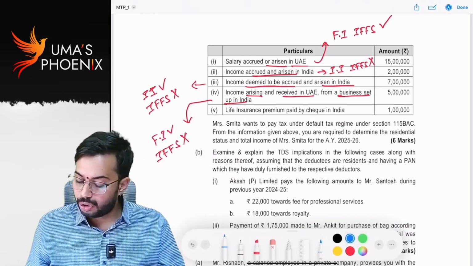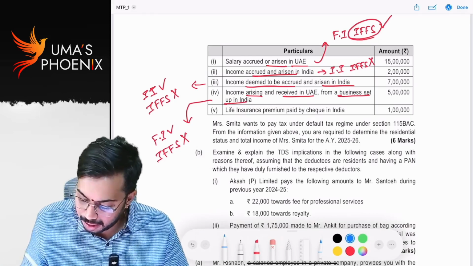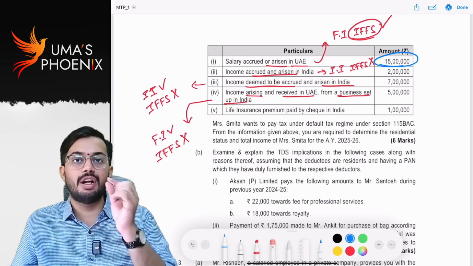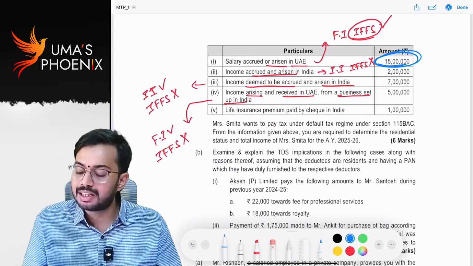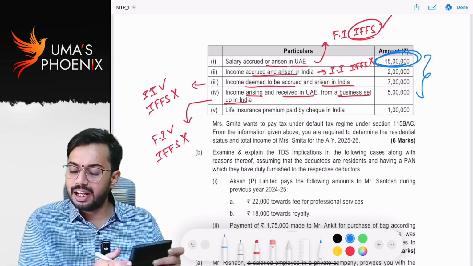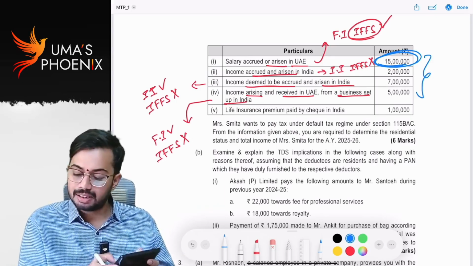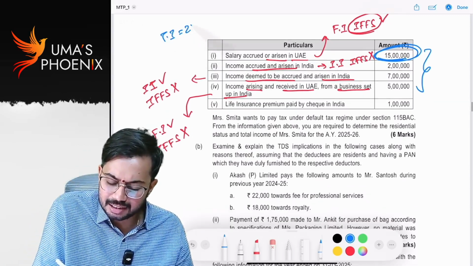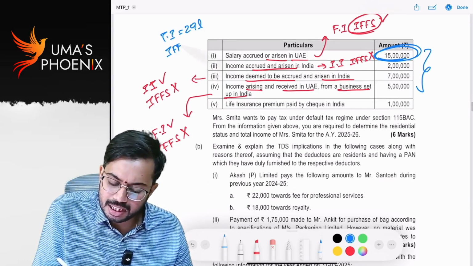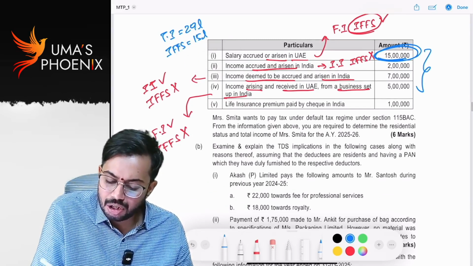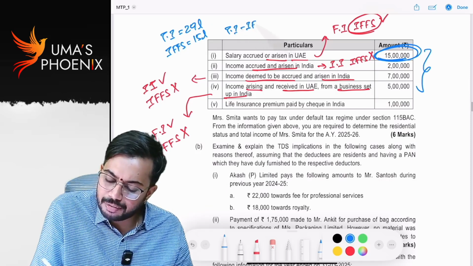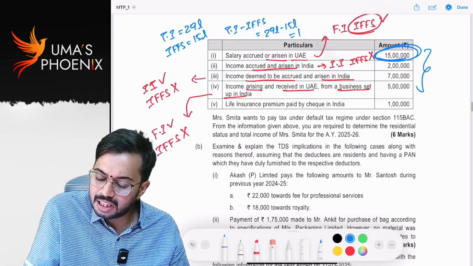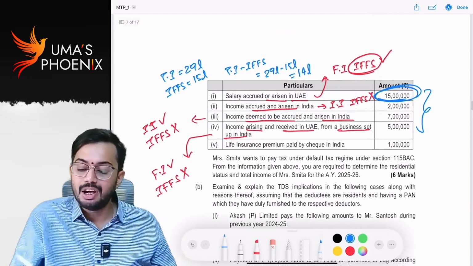So there is only one income from foreign sources, which is 15 lakh rupees. Total income means how much? 15 lakh plus 2 lakh plus 7 lakh plus 5 lakhs. Total income is 29 lakhs. Income from foreign sources is 15 lakhs. So total income minus income from foreign sources is equal to 29 lakh minus 15 lakhs, which is equal to 14 lakhs.